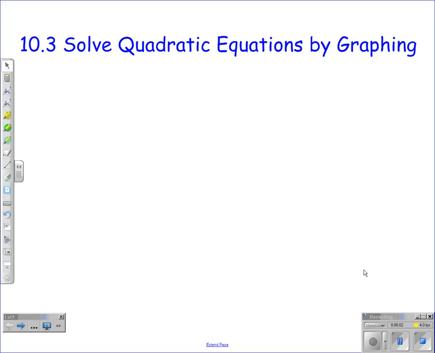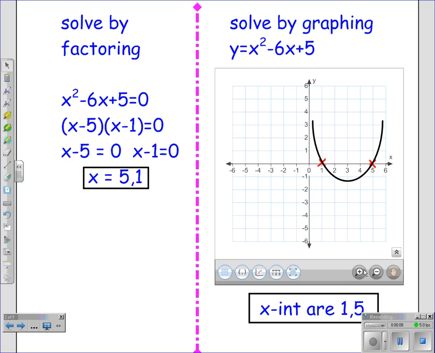We are working on section 10.3, which is to solve quadratic equations by graphing. Back in chapter 9, we solved by factoring. When we had a quadratic equation, we set each of the factors equal to 0, and we came up with our x's being equal to 5 and 1. We knew that those were the solutions to our equation. We did that by factoring.